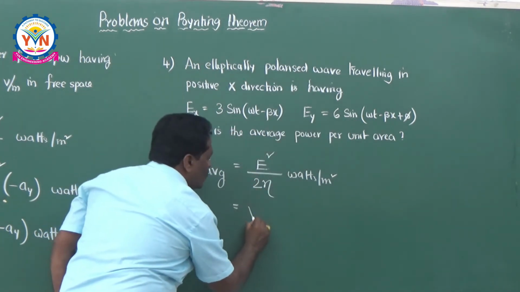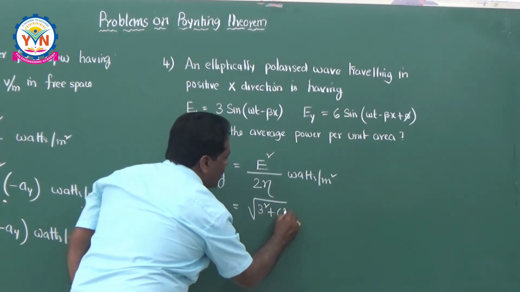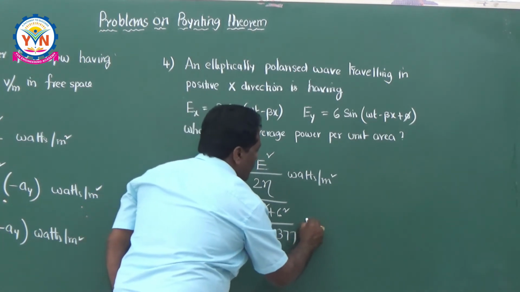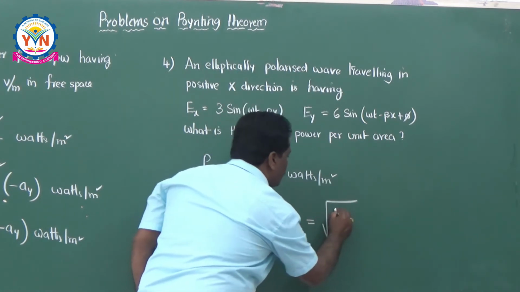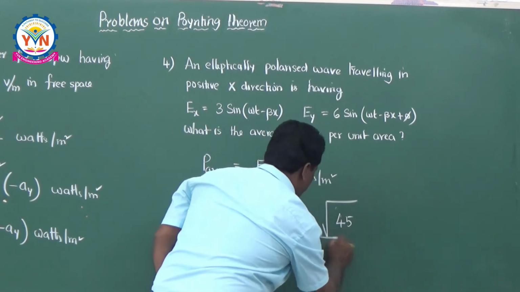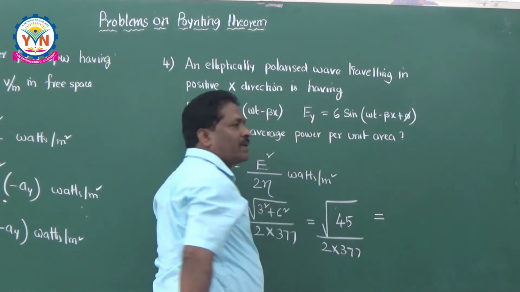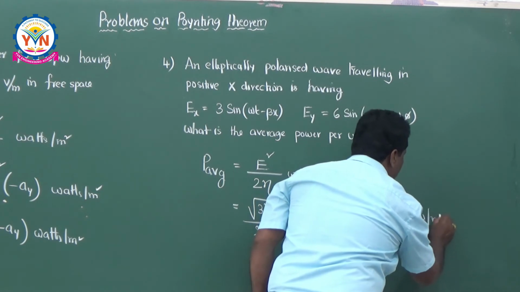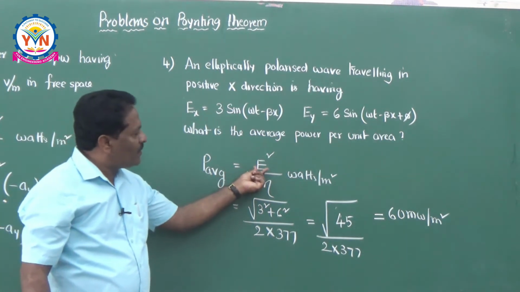This is root of x component 3 square plus y component 6 square divided by 2 into 377. That is equal to root of, this is 9 plus 36, 45, root of 45 divided by 2 into 377. So if you simplify this, it is equal to 60 milliwatts per meter square. So everywhere you have to use the formula here and you have to calculate your E.